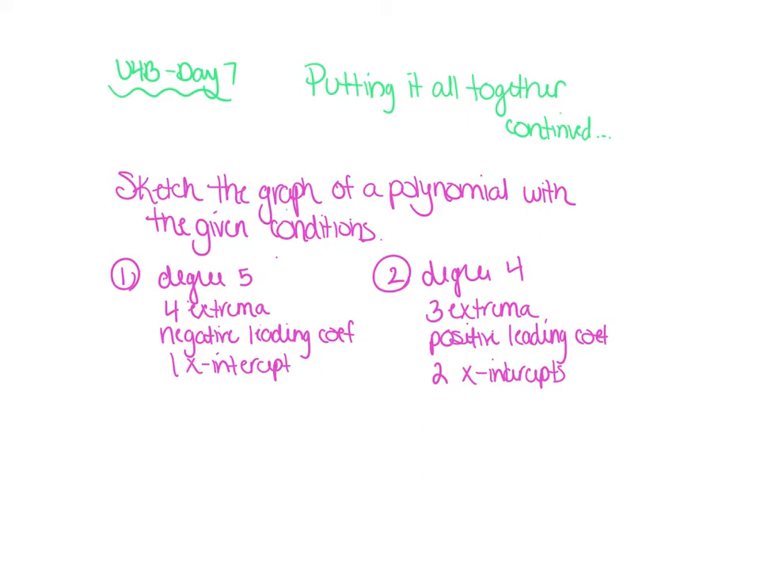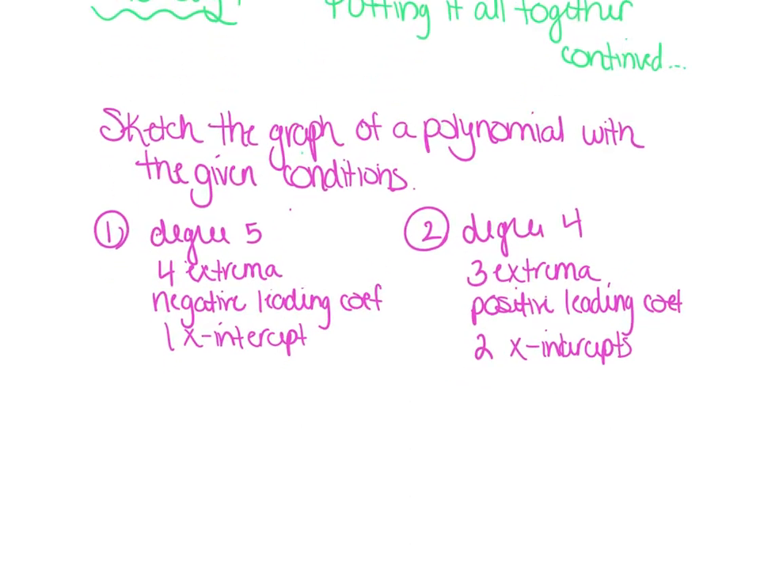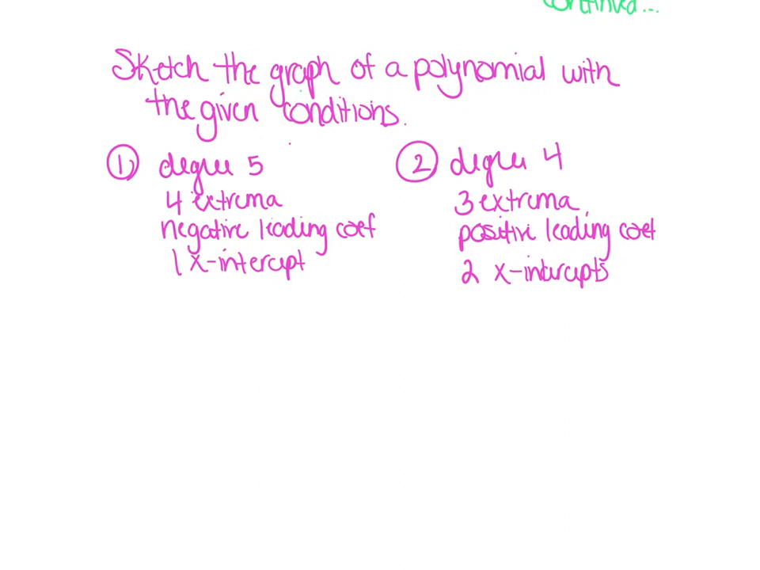All right, so we're on day 7 of putting it all together for polynomials. These first two, again, we're just thinking about what we've learned about polynomials, maybe being given to us in a different way, but still being able to come up with the same conclusions. So for questions 1 and 2, it says to sketch the graph of the polynomial with our given conditions.